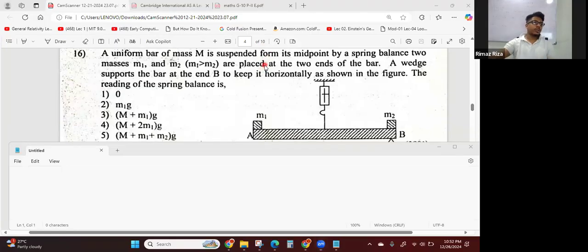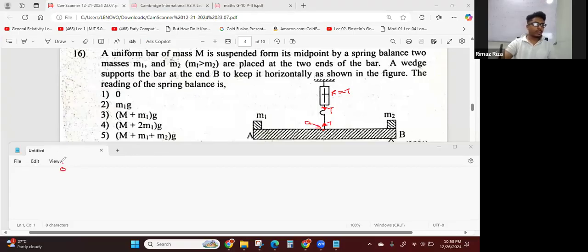Okay, so here we want to find the reading of the spring balance. The reading of this spring balance is actually the tension in the hook, so T. So R is equal to P, then we want to find P. In order to find P, first I'm taking the moment about this point, say O.